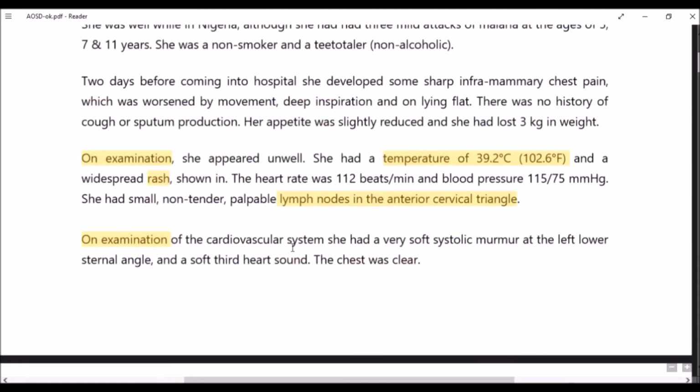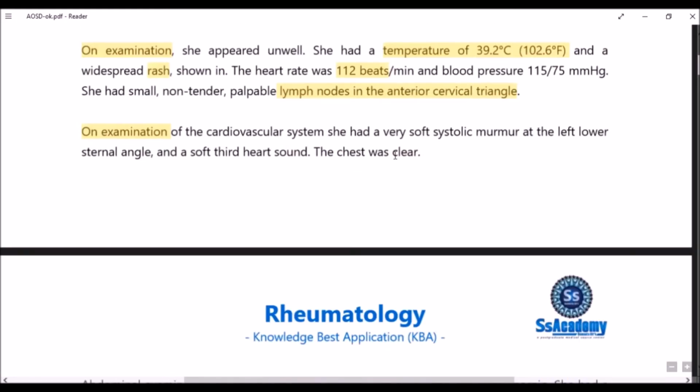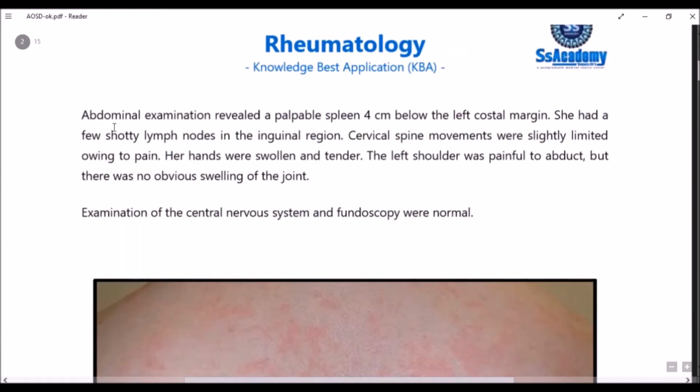On examination of the cardiovascular system, she had a very soft systolic murmur at the left lower sternal edge and a soft third heart sound. So this is due to the anemia, leads to tachycardia. But the chest was clear, so this is not a case of heart failure. Abdominal examination once again revealed a palpable spleen. Here's the splenomegaly. We learned it.